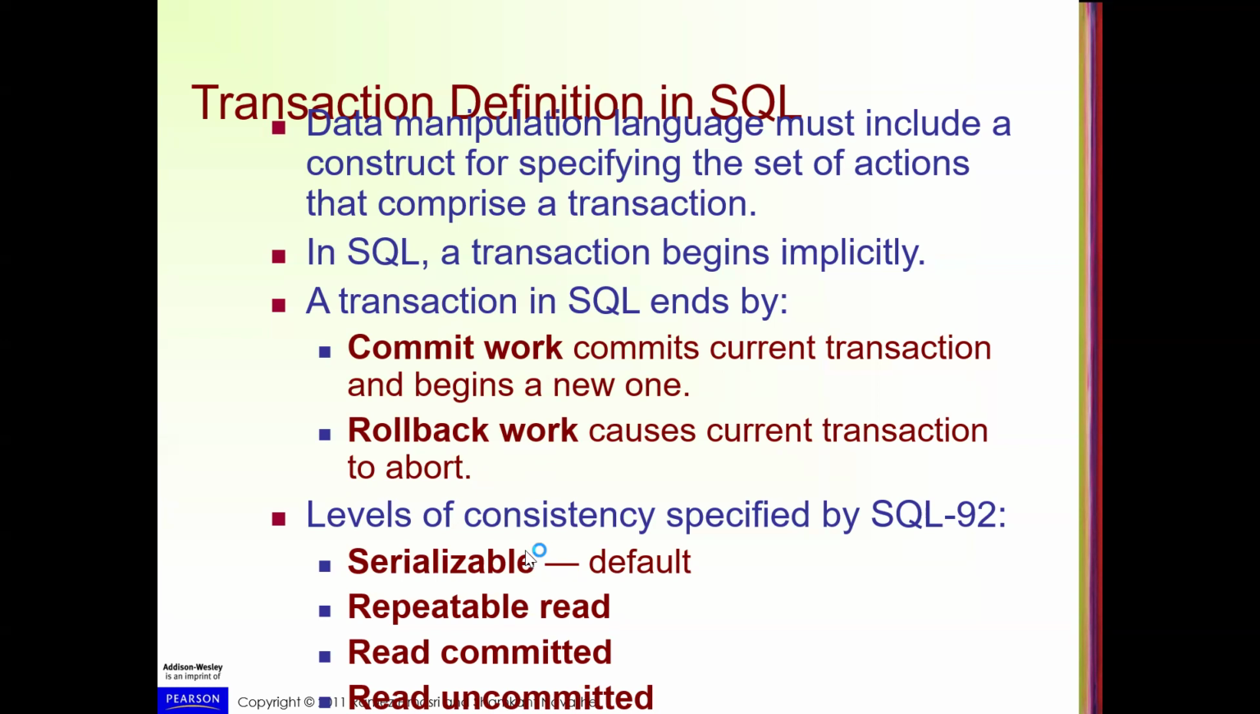There are 4 levels of consistency specified in SQL 92. One is called serializable, which is the default. Then repeatable read, read committed, and read uncommitted. Now we will see what they are.